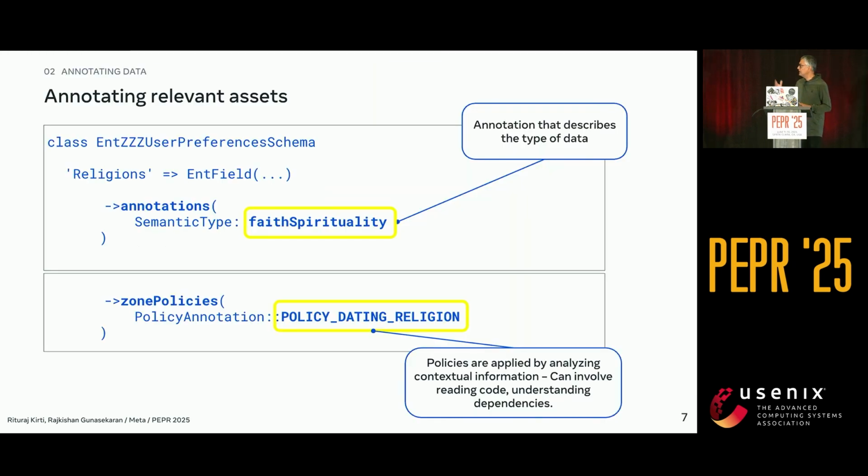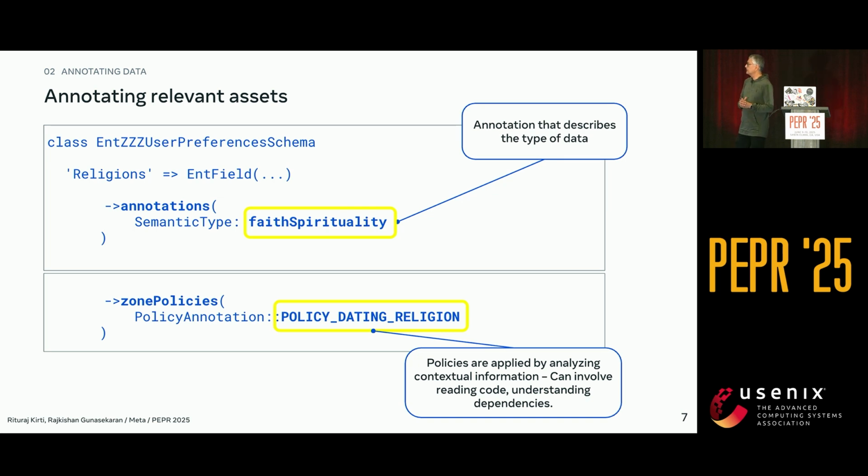To recap, we use different types of annotations. One type of annotation we use is what we call data annotations. These record facts about data. So, using our example of dating religion, the requirement is of the form that religious preference data that is collected from the dating product will not be used, for example, for things like showing you ads.